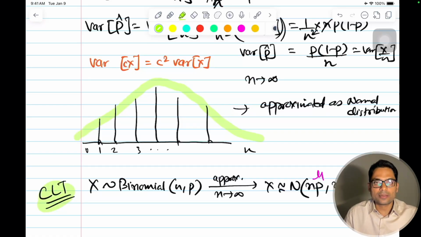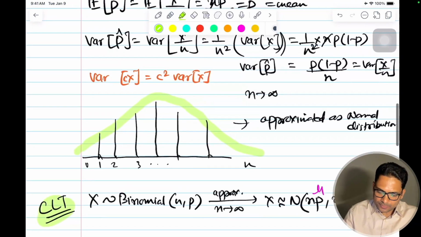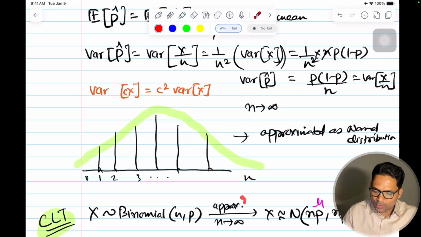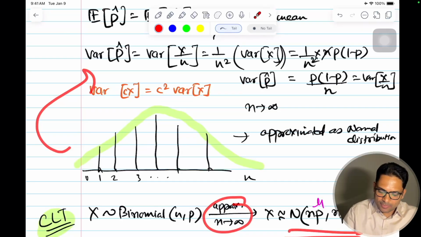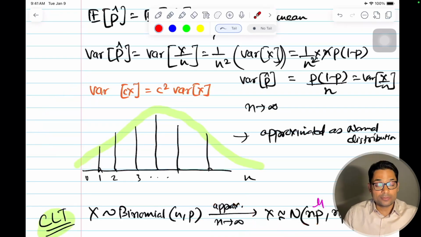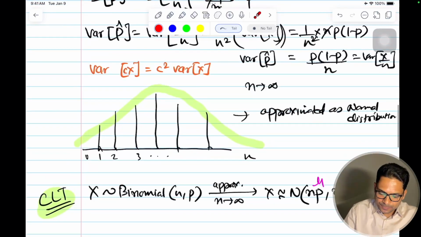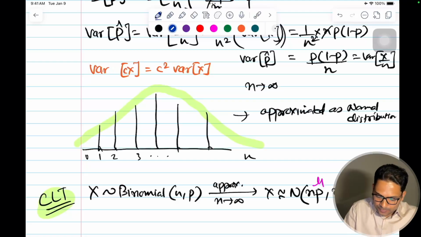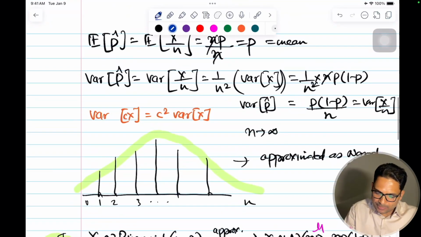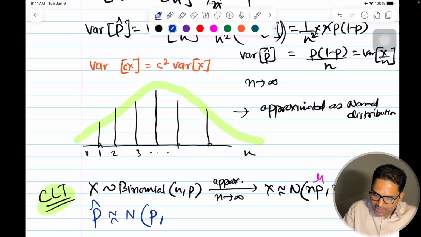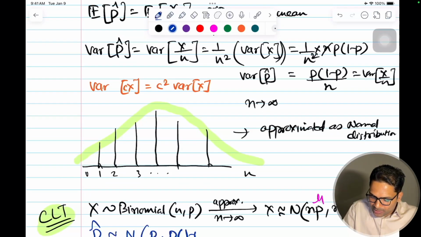I have explained there also why all of this will converge. Similarly, if this can be approximated and my proportions are coming from this binomial, then the proportion can also be approximated like this. So my proportion, p hat, can also be approximated as a normal distribution with mean, the expected value we have calculated, p, and variance we have calculated as p into 1 minus p by n.